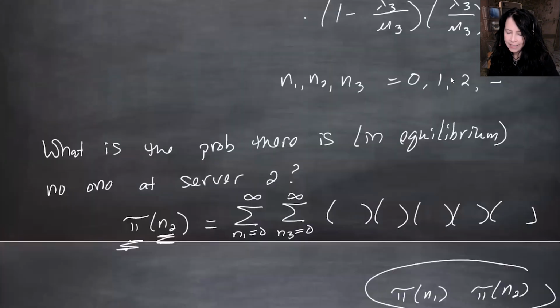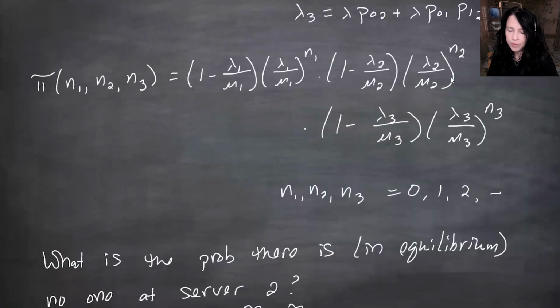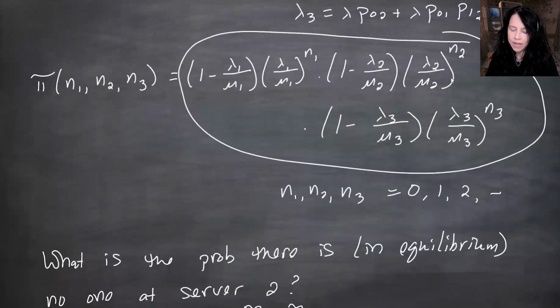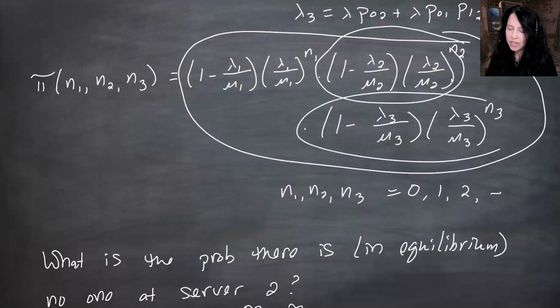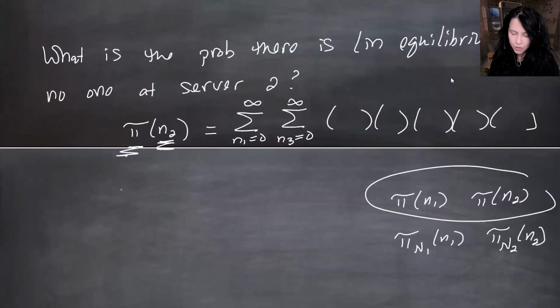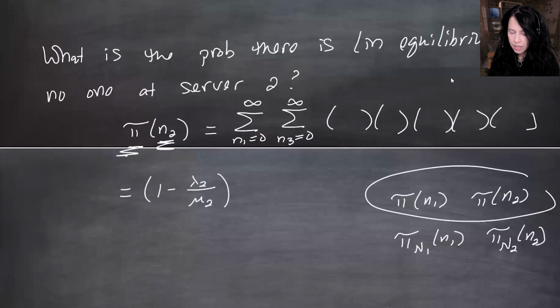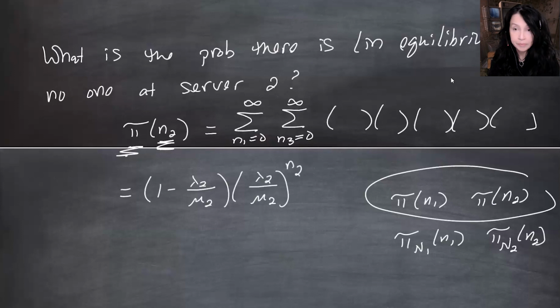I can easily sum out N1 and N3, because if you put a sum over N1 in front of this, this does not involve N1, so it gets pulled out front. And this does not involve N1, so it also gets pulled out front. We sum this as N1 goes from 0 to infinity, and that sums to 1. That's a nice little geometric series sitting there. So if you did both of these sums, you're left with only 1 minus lambda 2 over mu 2 times lambda 2 over mu 2 to the N2.